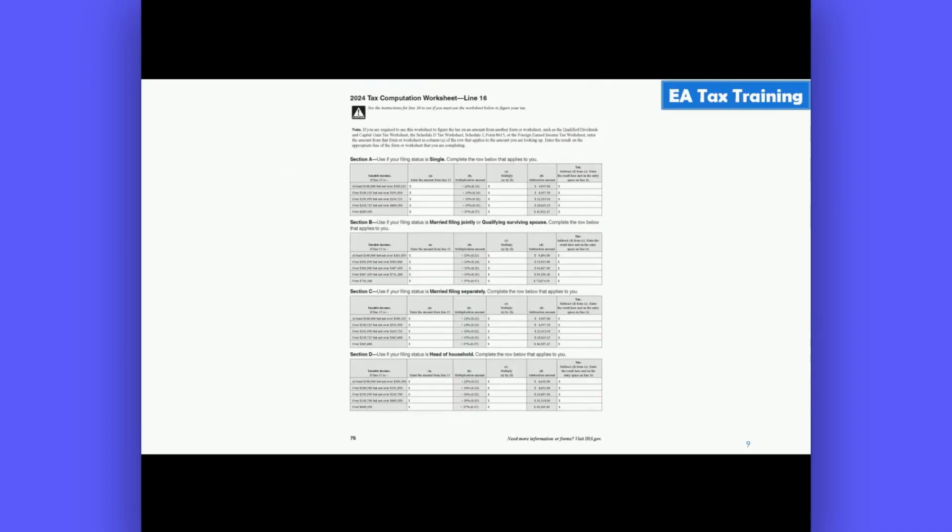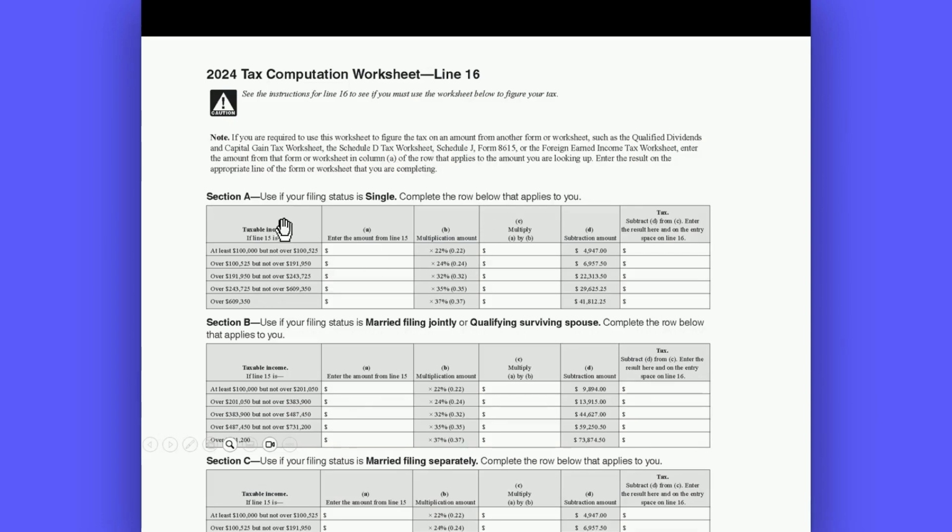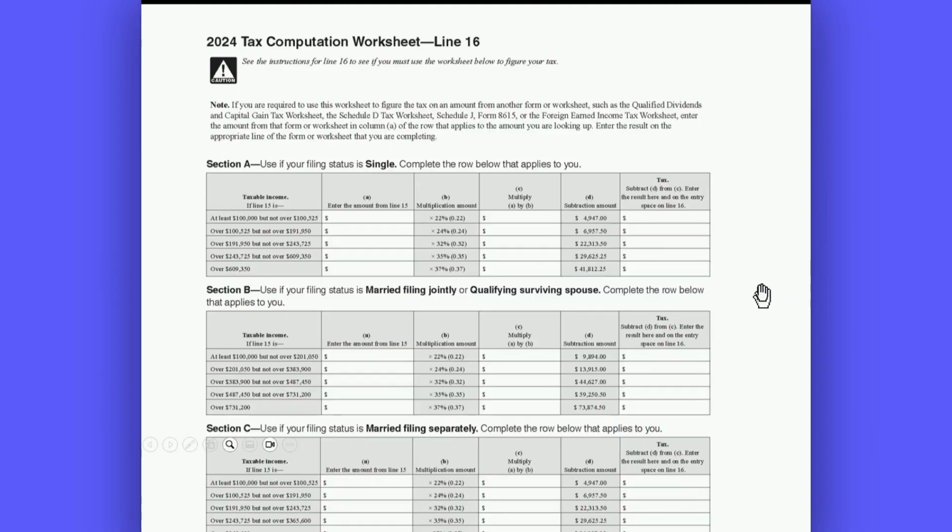So let's look at those tax rate schedules now. So here you're going to pick one of these depending on filing status. So you can see single, married filing jointly, etc. So you're just going to choose whichever chart you need for the filing status.